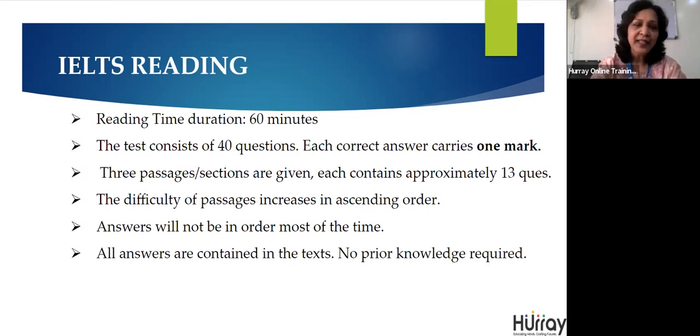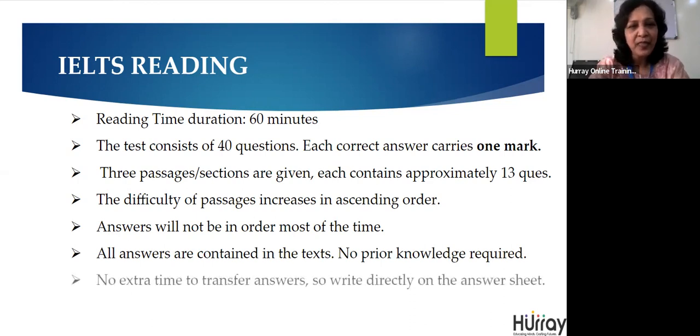However, having said that, all the answers to the 40 questions are contained in the 3 passages in the texts. So you don't really need prior knowledge of that subject or of that topic, which means even if you do not know anything about that topic or subject, you can still get 40 out of 40. It is possible because all the answers are contained in the passages given to you. It's just about how you read and how you understand and extract the answers.